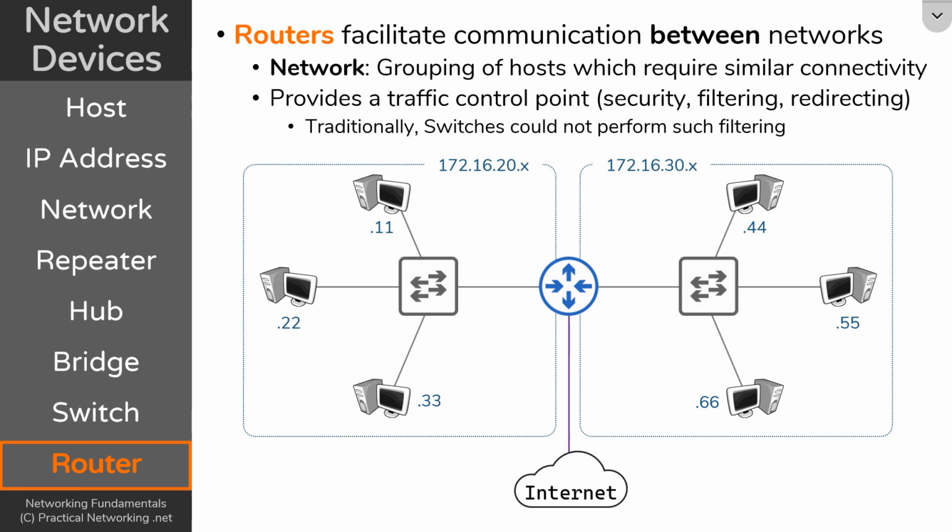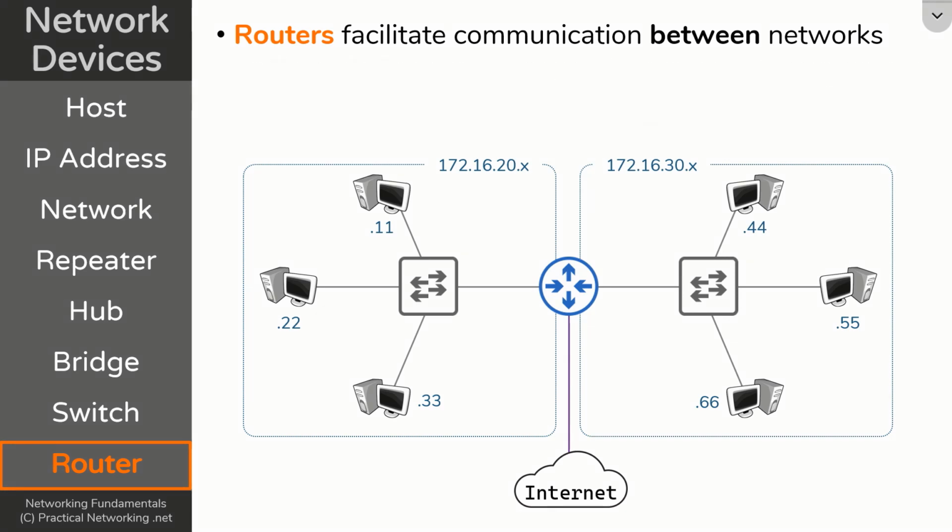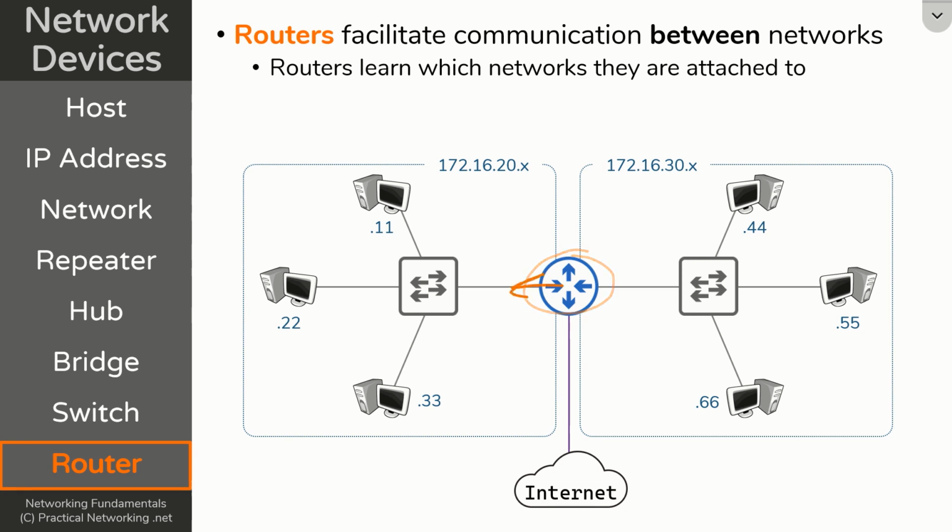If you had devices that needed different types of connectivity, you'd want to place them in different networks. The network boundary is what it's meant to be, the logical separation of devices. The way routers work is that they learn which networks they are attached to, meaning this router is going to learn that on this interface it's connected to the 172.16.20 network, and on this interface it's connected to the 172.16.30 network, and out here is the direction to go to the internet.